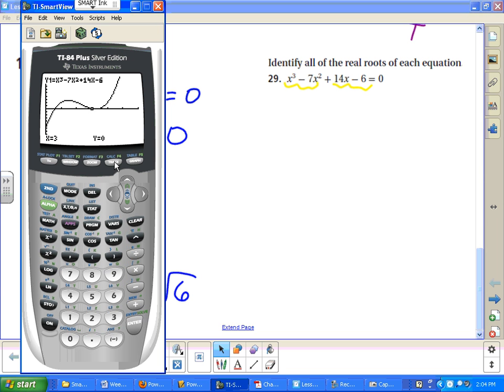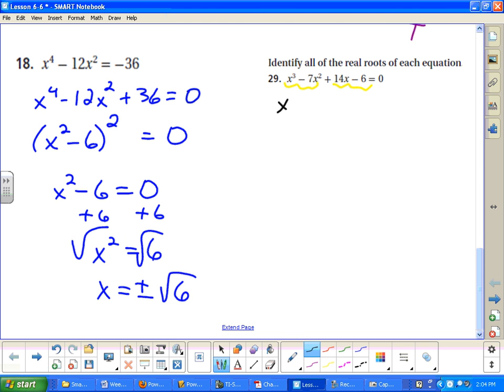And let's see, do I have any others? This one looks like it's around 1/2, isn't it? I wonder if there is one there. Let's go to 0.5. And nope, there's not one at 0.5. But we do have 3, don't we? So I can use 3 and then synthetic division to reduce this cubic polynomial to a quadratic. And then I can use the quadratic formula.